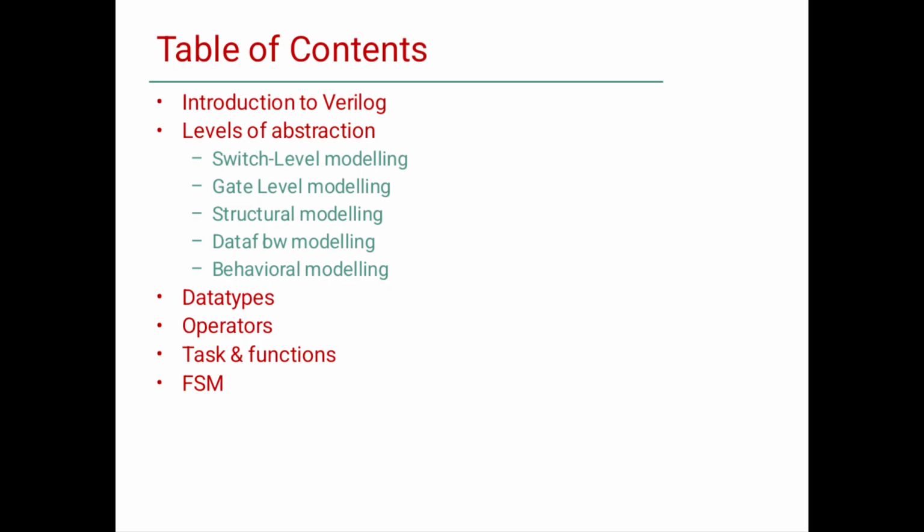We have levels of abstraction in Verilog. We can use the modeling types as per the behavior of the circuit. The levels of abstraction are switch level modeling, gate level modeling, structural modeling, data flow modeling, and behavioral modeling. We will be seeing today's data types, operators, tasks, functions and finite state machines.